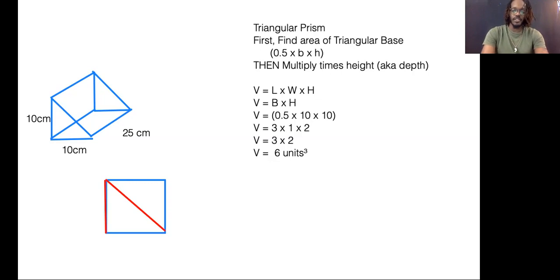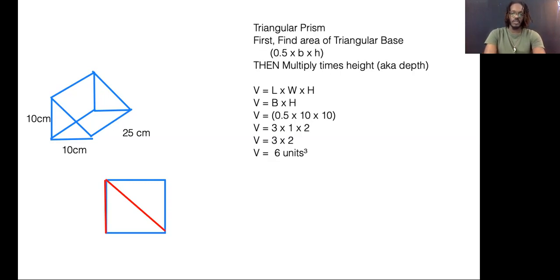So we do this quick calculation. 10 times 10 is 100. So we can do 0.5 times 100, and 1/2 of that is 50. So what we're actually saying is base times height, 50 times 25. And we know that 50 times 25, I actually don't want to mess that up. I'm going to put it in my calculator just to be sure. It's 1,250. So this would be 1,250 centimeters cubed.